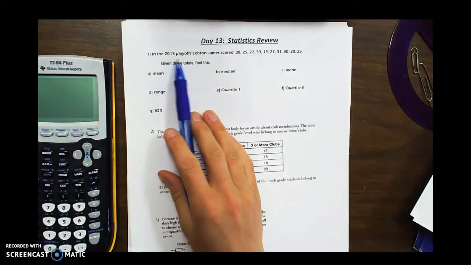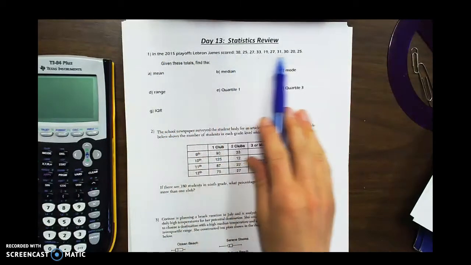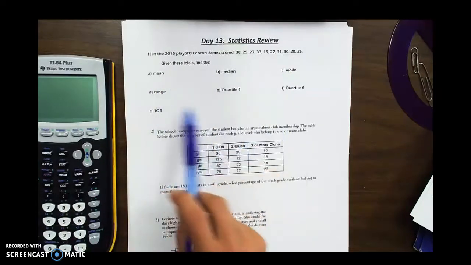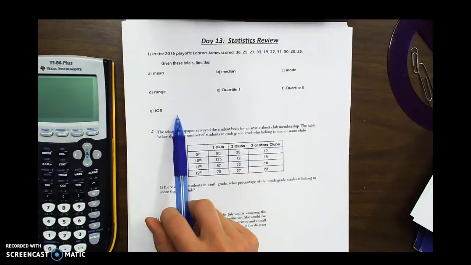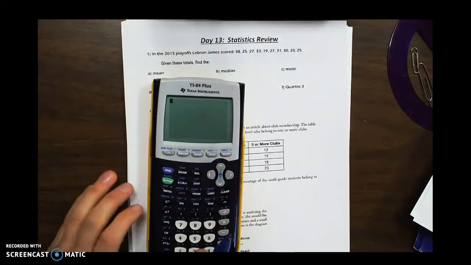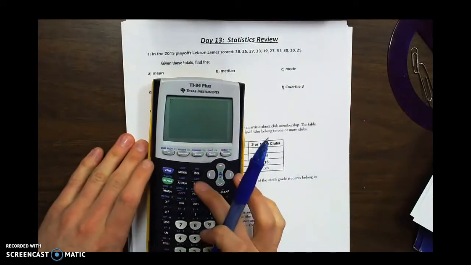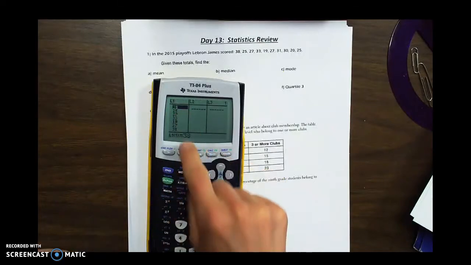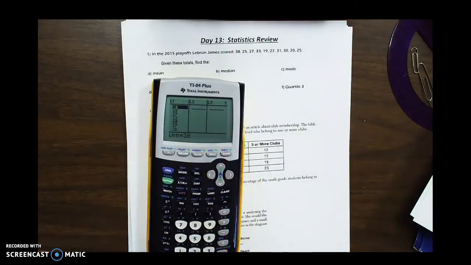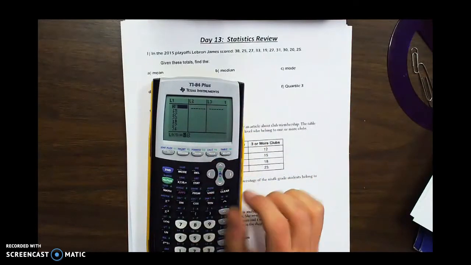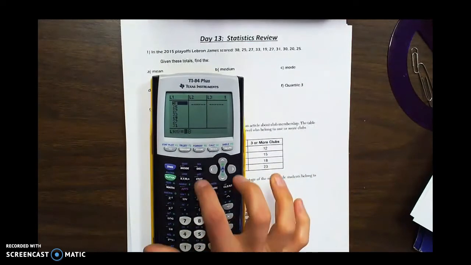In the 2015 playoffs, LeBron James scored, and here's a list of all of his scores. Given these totals, here's all of our statistical vocabulary. Now, to find most of these terms, I'm going to let the calculator do the work. So I'm going to hit the Stat button, go to Edit, and in L1, input all of my scores. Remember, every time you put in a score, you have to hit the Enter button, especially after that last one.